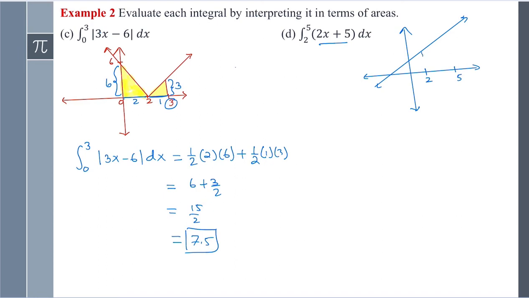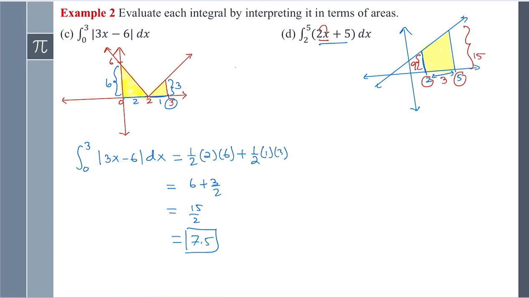So what we are finding is this area from 2 to 5. So we are looking at this area. Now the base, this length from here to here, is 5 minus 2, which is 3. Let me use a different color for that so that you don't get confused. So this is 3. Now this height here is, if I take 2 and plug it in here, 2 times 2 is 4, plus 5, so the height here is 9. And this height here is, if I take 5 and plug it in here, 5 times 2 is 10, plus 5, 15.